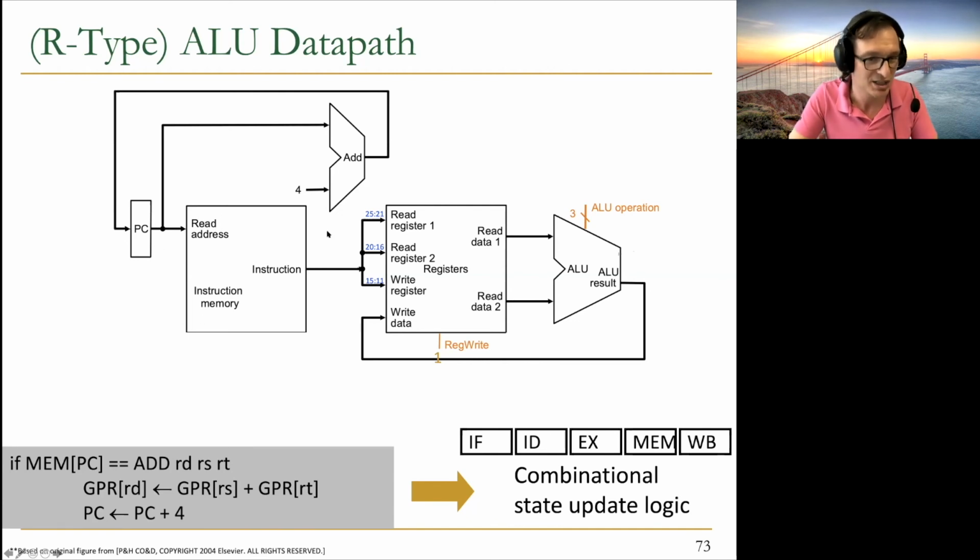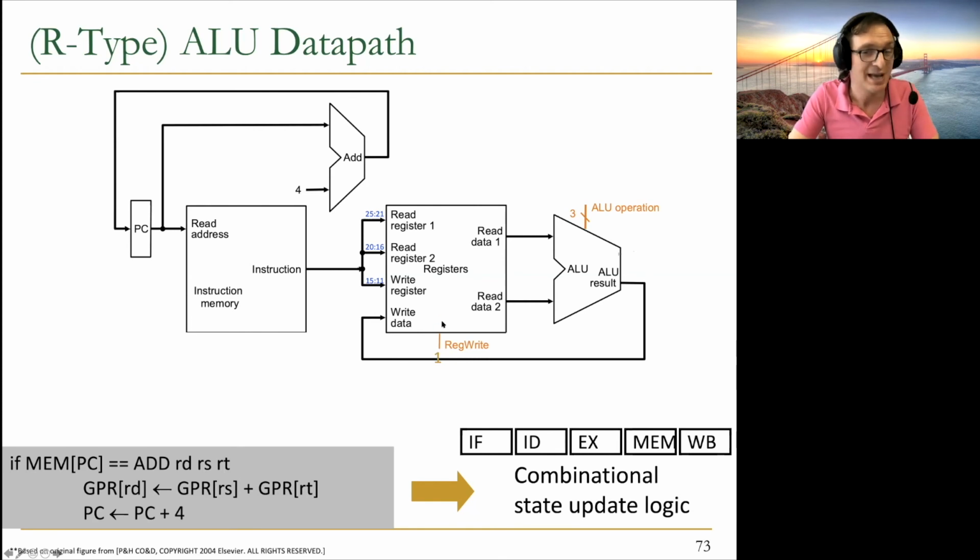So we have the instruction memory. This gives us the instruction after some time. We use some of the instruction bits to determine RS, RT, and RD. Okay. RS and RT give us the read data. That takes some time. And basically, we set the ALU operation to be add, and we get the results. That takes some time.